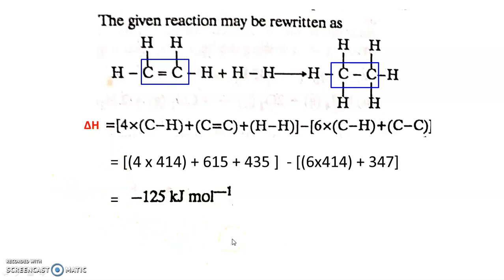So in this way, here we solved some problems on thermodynamics. One representative problem on Hess's law of constant heat summation, and other is on bond enthalpy.